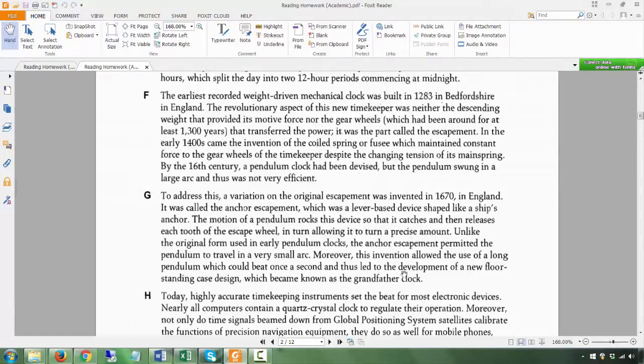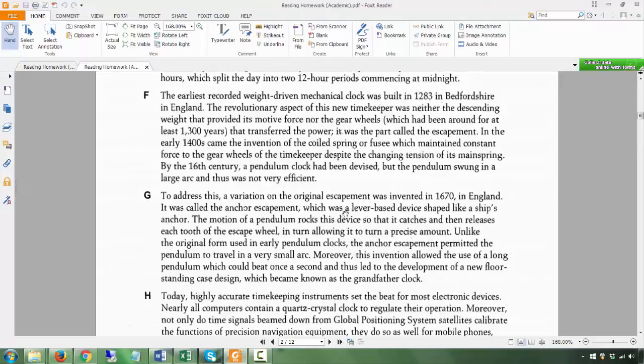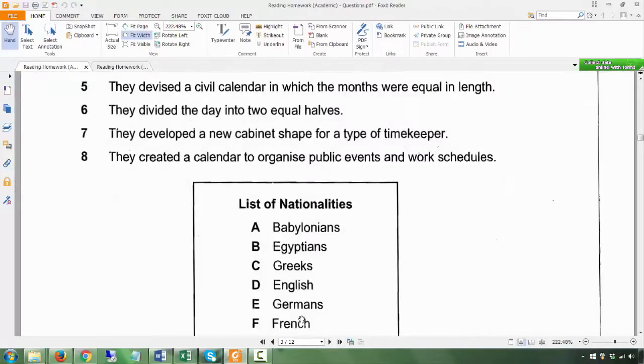So development of a new floor standing case design. Develop a new cabinet shape. Okay, so this is the design. Shape and design, synonyms. And of course, type of timekeeper. This is basically to keep time, right? Okay, grandfather clock. So that will be the English.